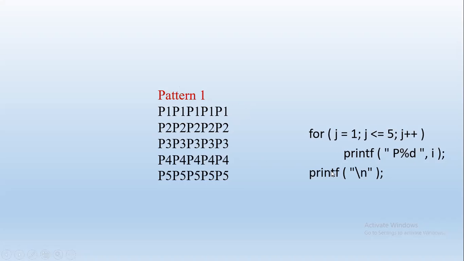So we will take a printf("\n"). Note that the brackets are not given here for the for loop because there is only one statement. If you want, you can give the brackets. Brackets are optional if there is only a single statement. So inside this j for loop, there is only one statement, so brackets are not necessary. Okay, so we gave a \n.